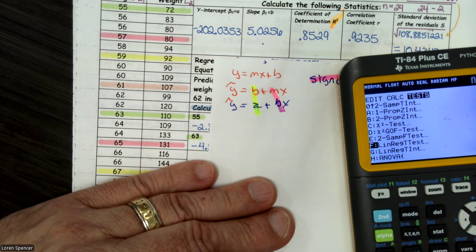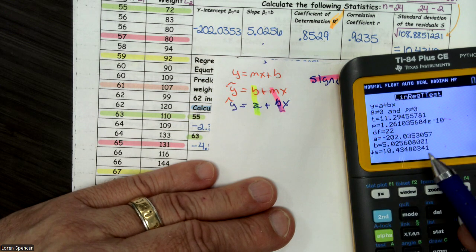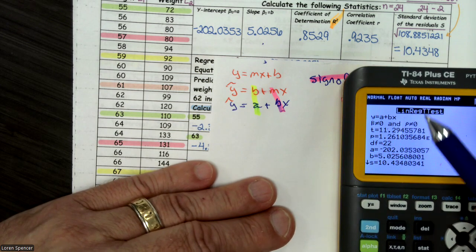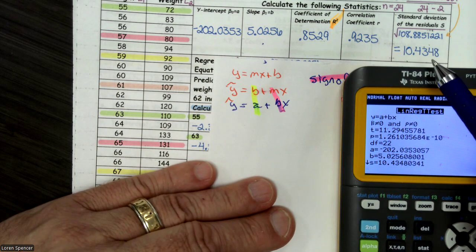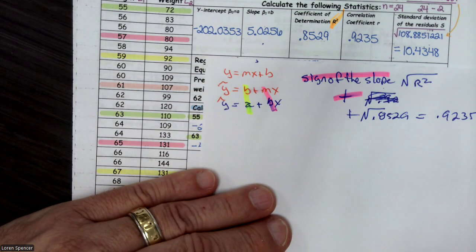We'll run this real quickly again. Not changing anything, alpha trace. And because the next thing it asks for is the standard deviation of the residuals, which is 10.4348. Okay, so 10.4348. The next thing it's going to ask for is the regression equation.